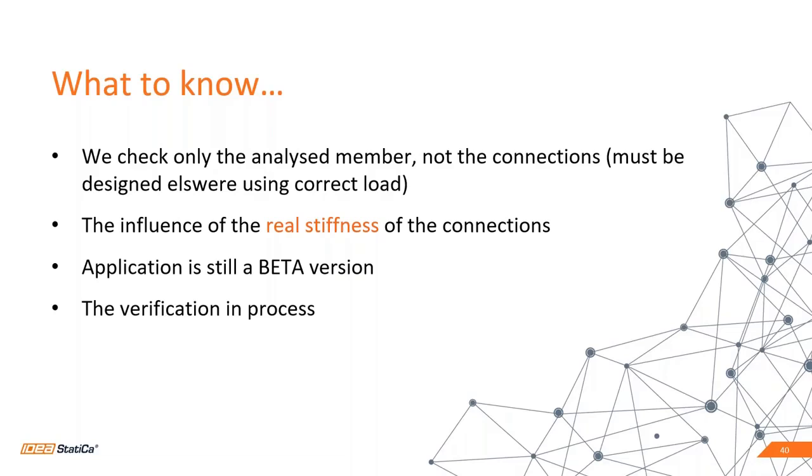The member can model the real stiffness of the connection, so it's something that you will not get from the global model. And you know that the connection has a big influence on the eigenshapes of the member.